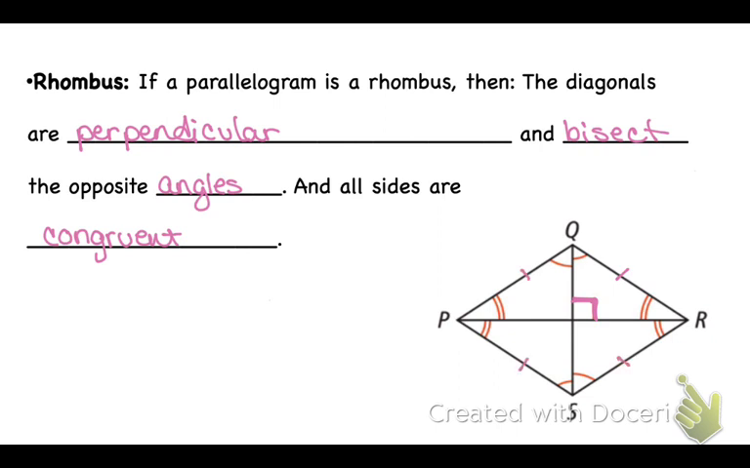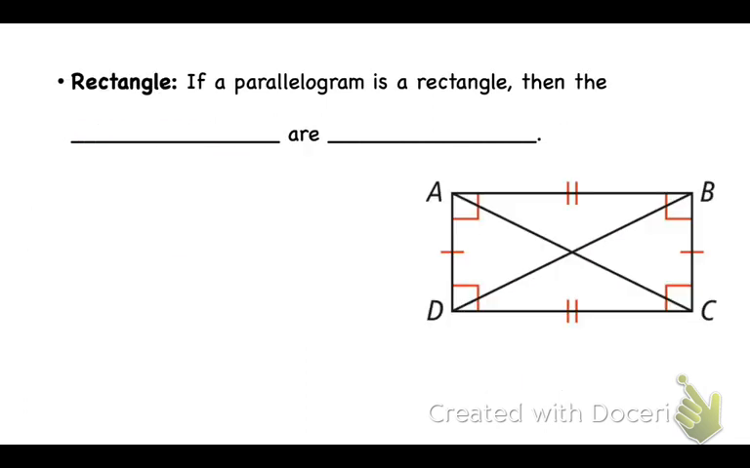If I said a shape where all sides are congruent, what's the first shape you would think of? Square. A square. Nope. A rhombus. You would think square, and that would be natural, but is rhombus also an option? Yes. Okay. So the next one we're going to look at is a rectangle.